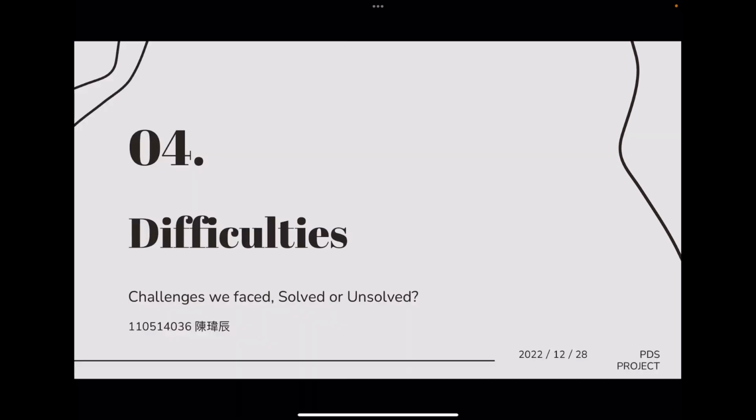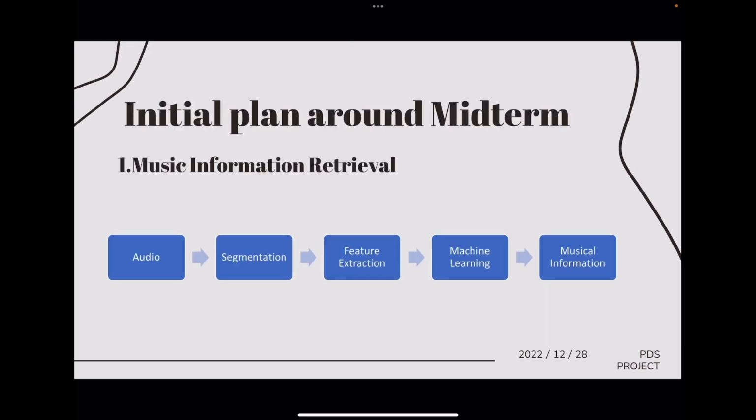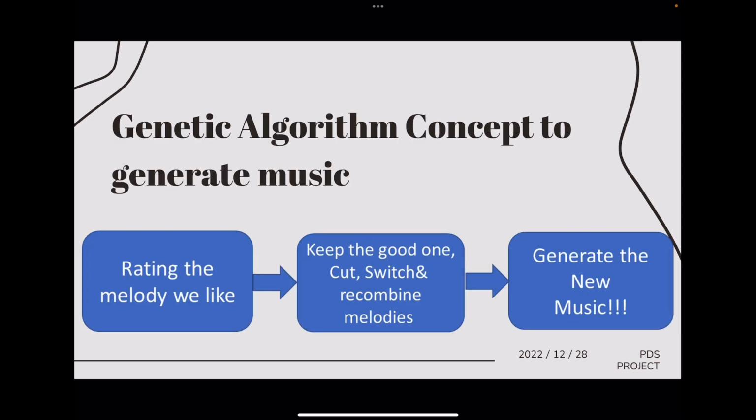The next part is the difficulties we faced during our discussion, and while making our model and prediction. Around midterm, our group had two plans. The first one was using machine learning to do music information retrieval. However, we found out that writing a machine learning Python code to do that isn't as easy as we thought. Hence came our second plan. We searched on the internet and found a concept called genetic algorithm, which is related to our project.